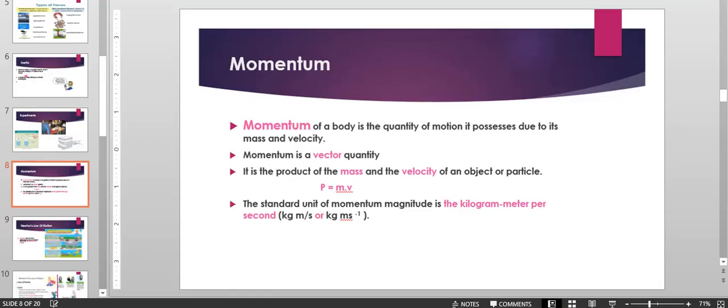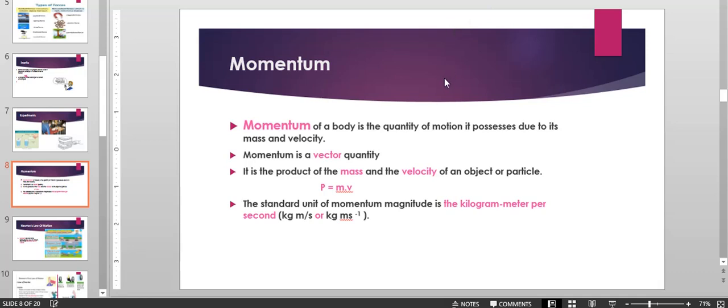Now let's move on to our next topic, that is momentum. It is also a very important term that you should understand. So momentum of a body is the quantity of motion it possesses due to its mass and velocity. Means how much change occurs in the body due to the force that has been applied on it.